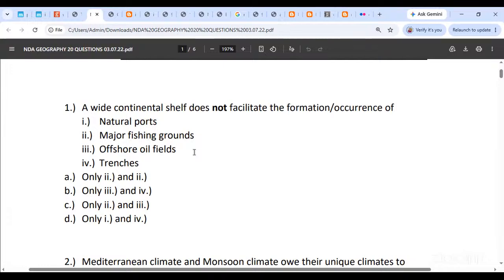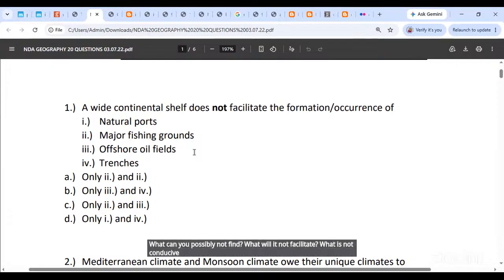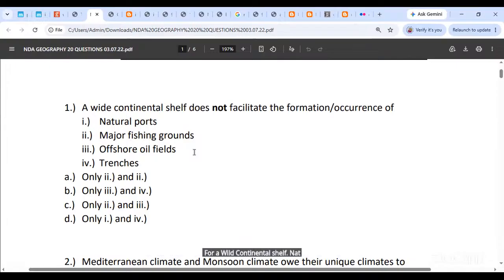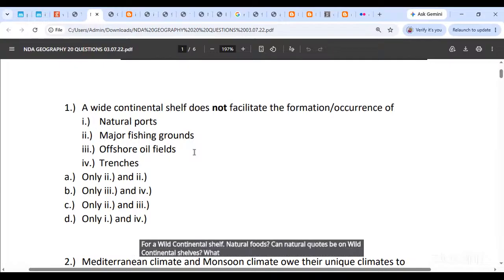बोलिए क्या मिलेगा हमको वाइड कॉन्टिनेंटल शेल्फ पे? What can you possibly not find? What will it not facilitate? What is not conducive for a wide continental shelf? Natural ports. Can natural ports be on wide continental shelves? What is the one disadvantage with the wide continental shelf?